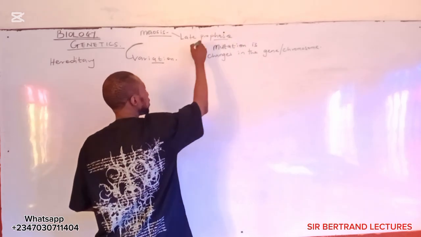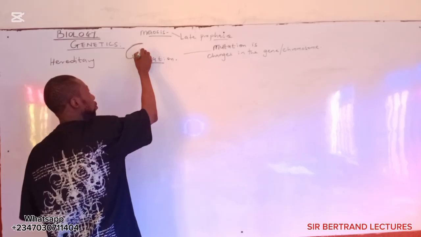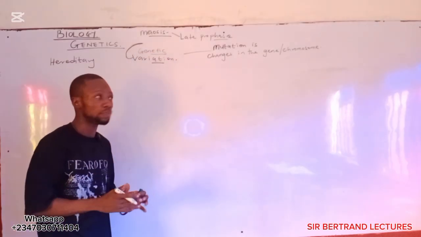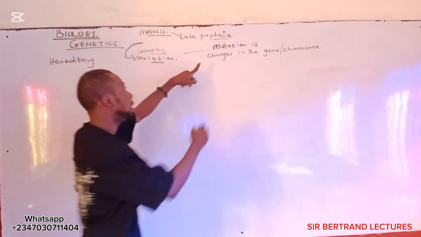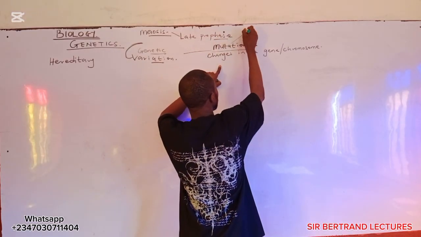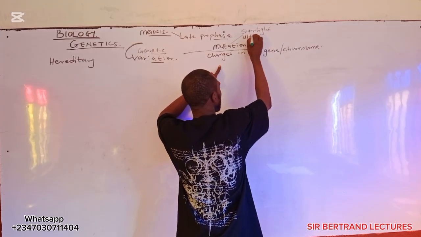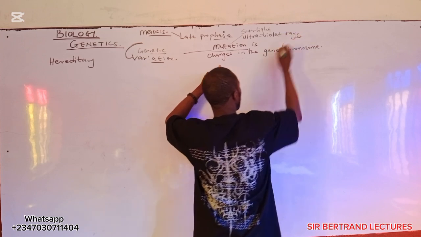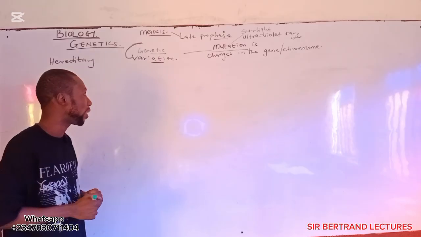Exchange of genetic materials causes mutation, and the mutation leads to genetic variation. You understand? Exchange of genetic materials causes mutation, which results in genetic variation. This mutation is also caused by sunlight, or you can say ultraviolet rays, right? It is caused by sunlight or ultraviolet rays.